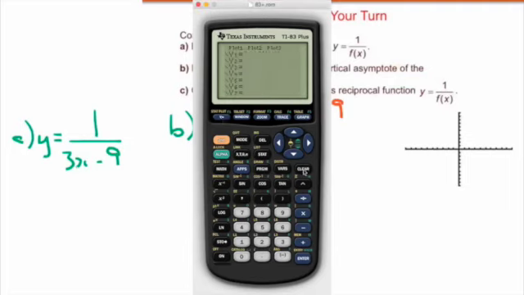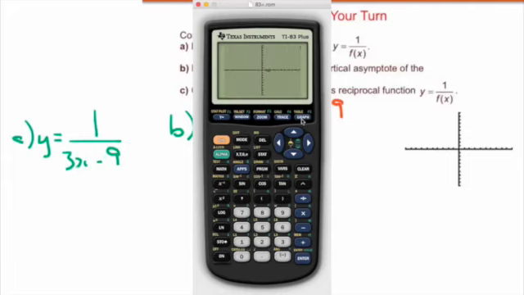We'll clear out the last function that was in there. Put in the new one. Remember which minus sign to use. It's the blue one because it's between a 3x and a 9. Remember the brackets are on the bottom.